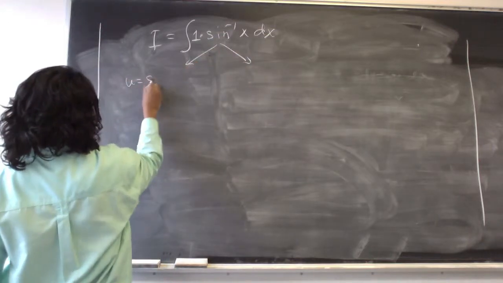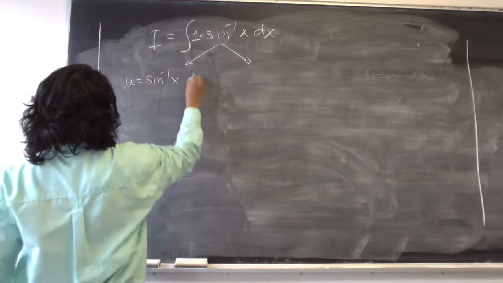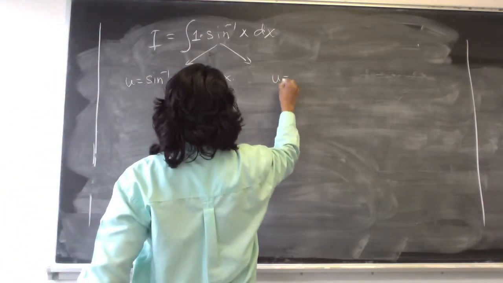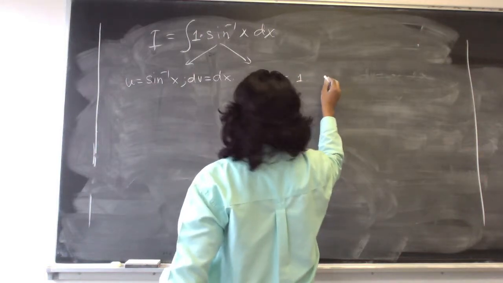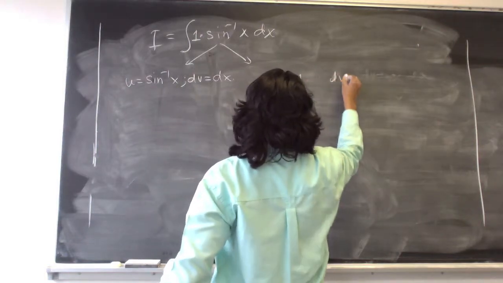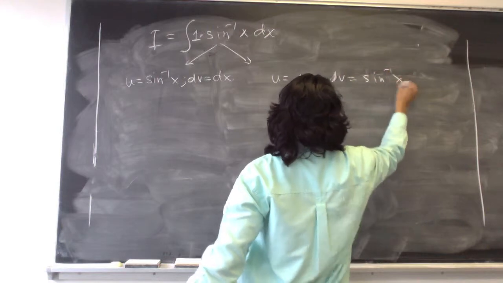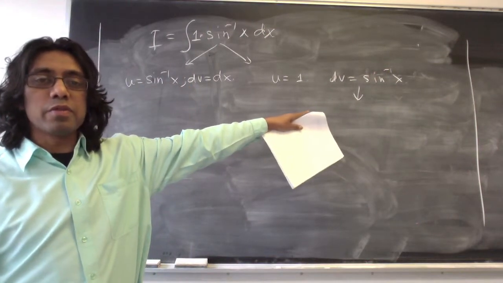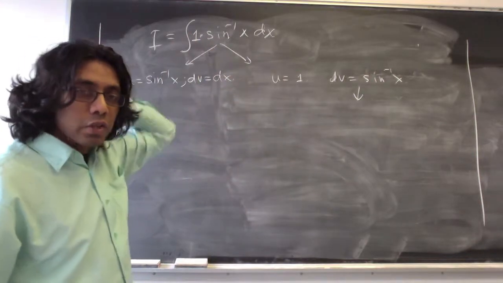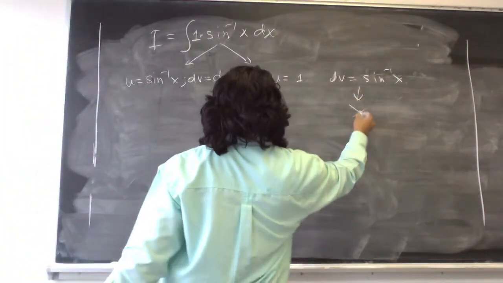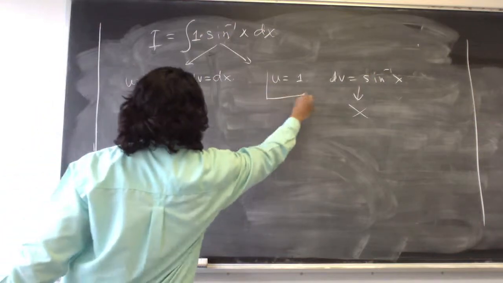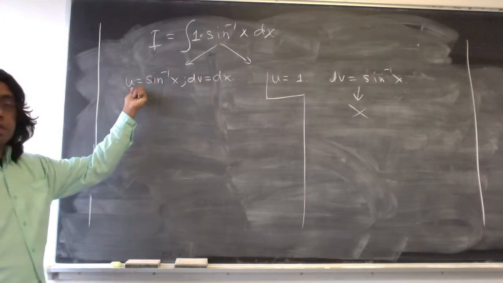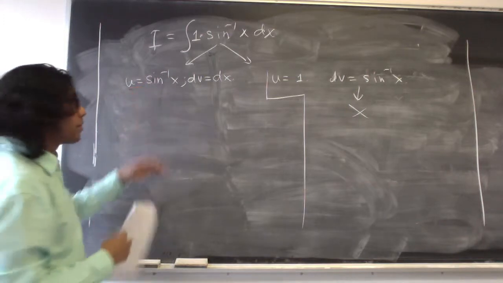u as sine inverse of x and dv as dx, or you can take u as 1 and dv as sine inverse of x. Now to do this, you have to find out the integral of sine inverse of x, which is exactly the question. So you can't really proceed, no path forward here. So we have only this choice, but it is nice because we know the derivative of inverse trigonometric functions.